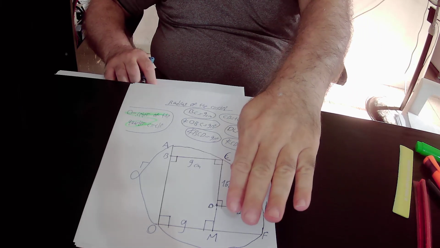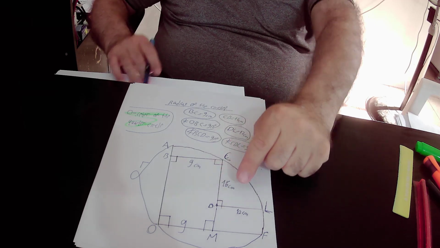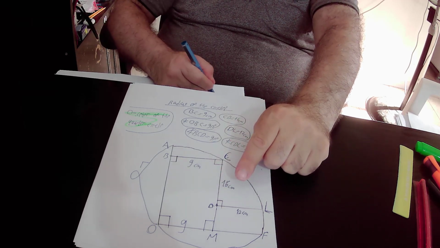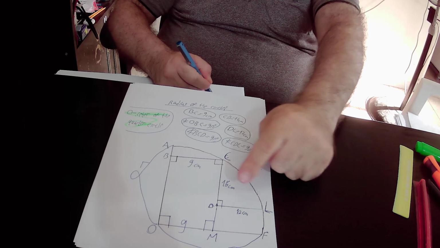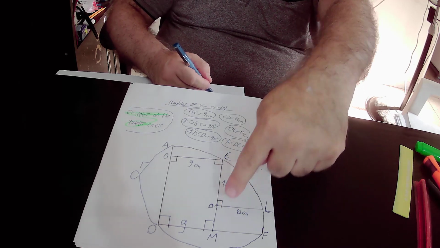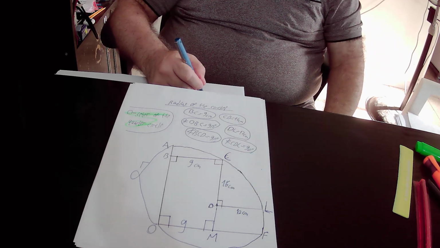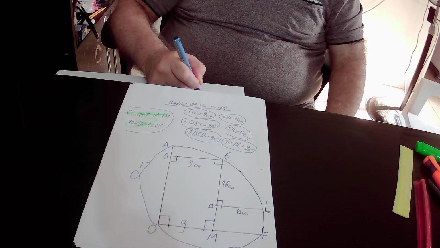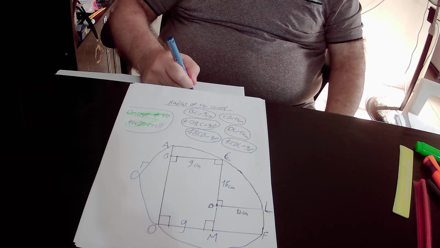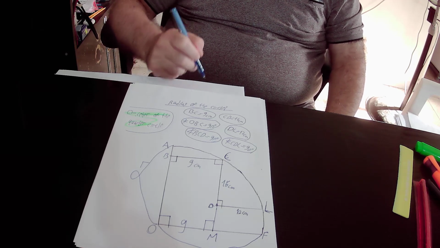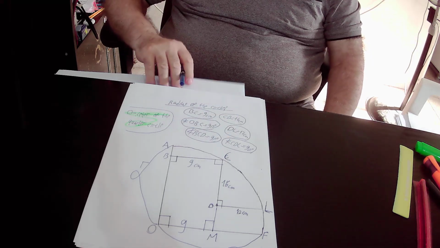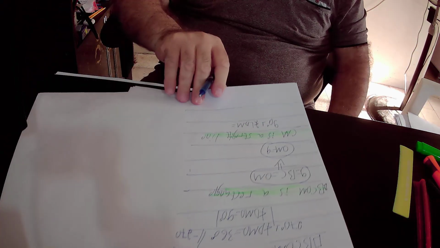Which angles do we have on this side of CM at point D? We have here 90 degrees, this angle, plus this angle that is actually angle LDM. In total, the sum of those two angles must be equal to 180 degrees. Okay.